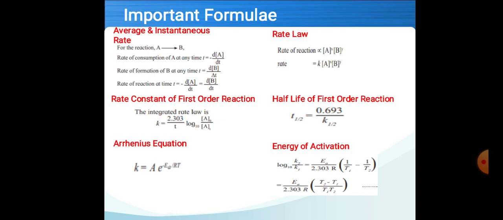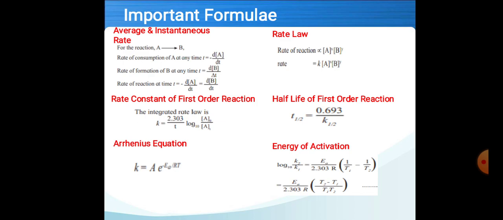Then Arrhenius equation. The Arrhenius equation, k is equal to A into e raised to minus Ea upon RT. Then energy of activation can be calculated by this expression. Log to the base 10 k2 upon k1 is equal to Ea upon 2.303 into R in bracket 1 upon T1 minus 1 upon T2.